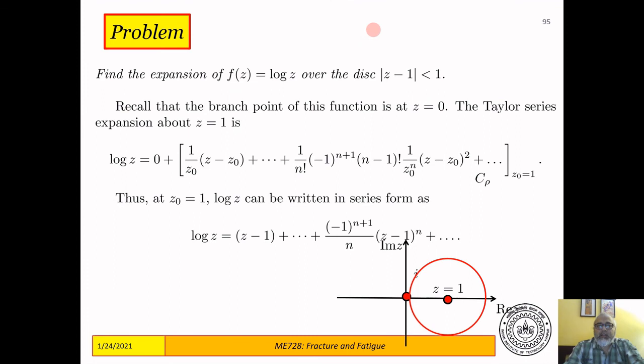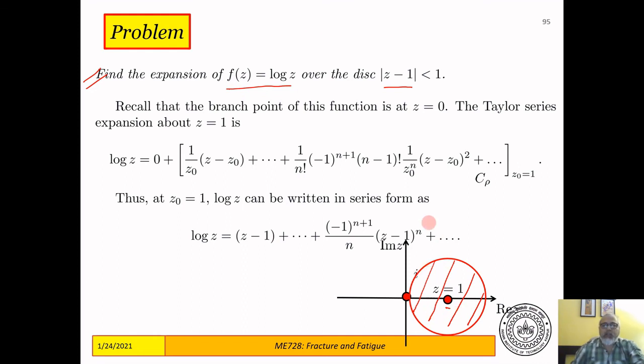I won't do this problem. I leave it to you. It's actually part of the problem set that I'm going to give you. This problem we might discuss in the class, or you might try it on your own. It asks you to find the expansion of f(z) over the disk |z - 1|, which is a circle centered at z equal to 1. So you have to find the expansion within this circle.